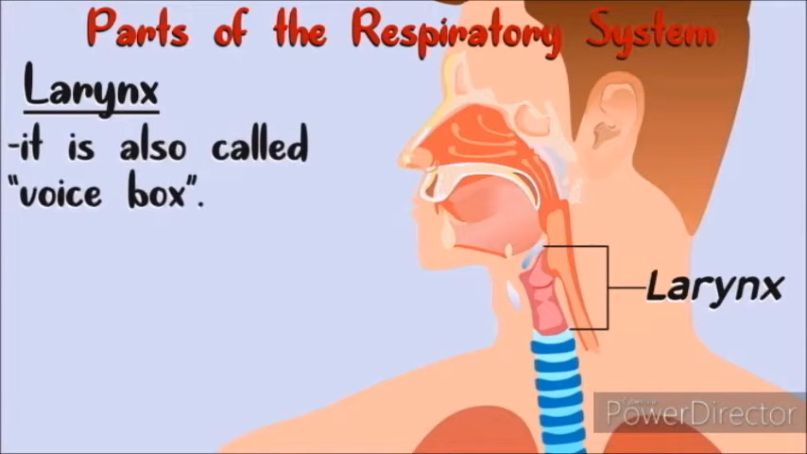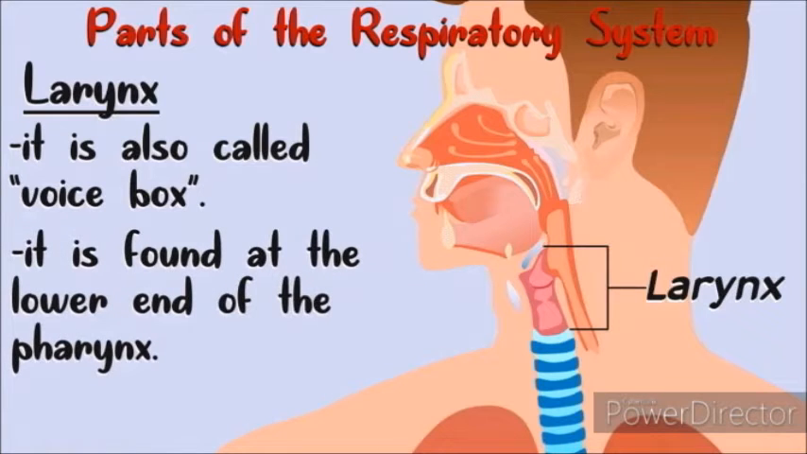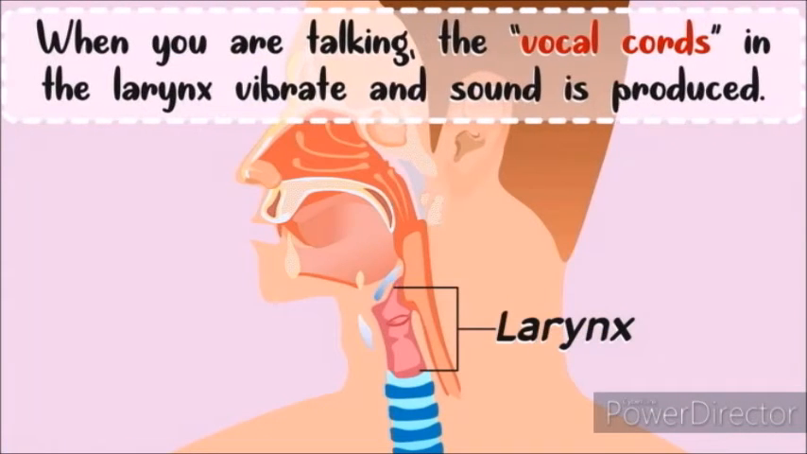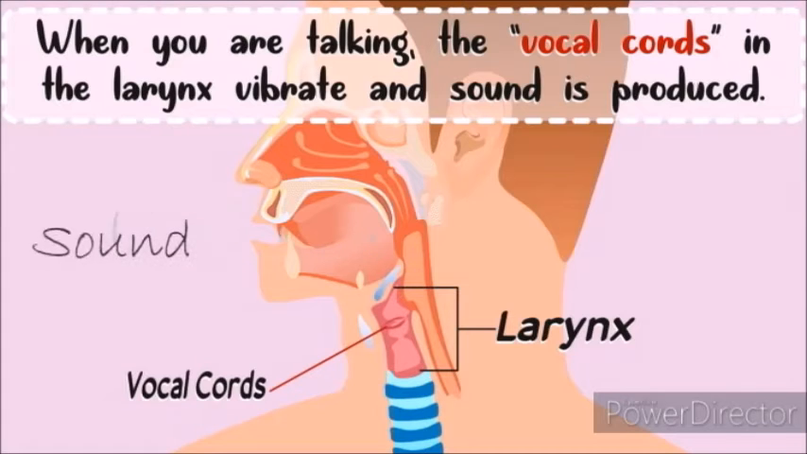This is the larynx. It is also called the voice box. It is found at the lower end of the pharynx. When you are talking, the vocal cords in the larynx vibrate and sound is produced.